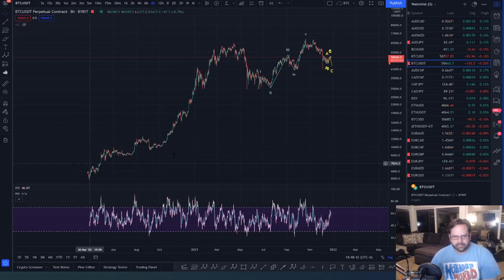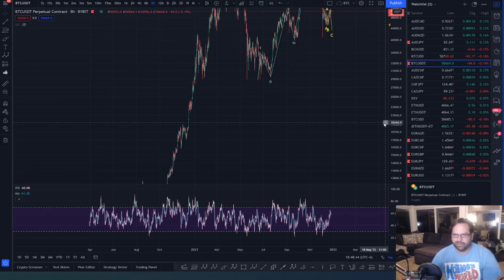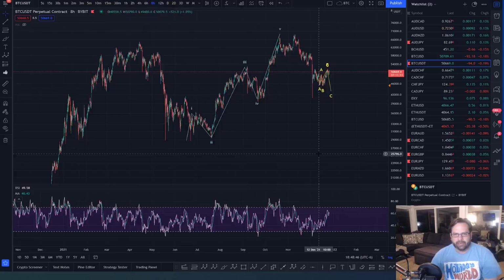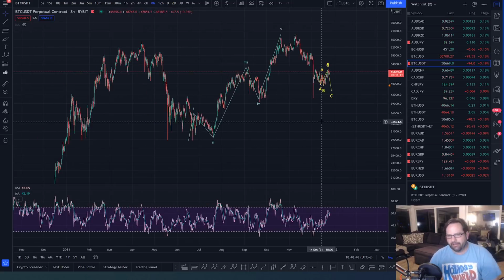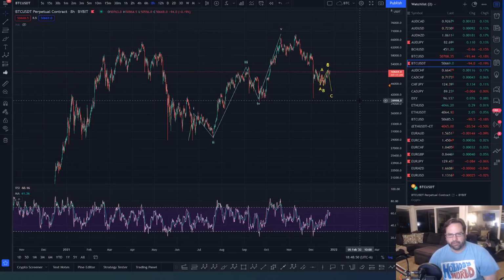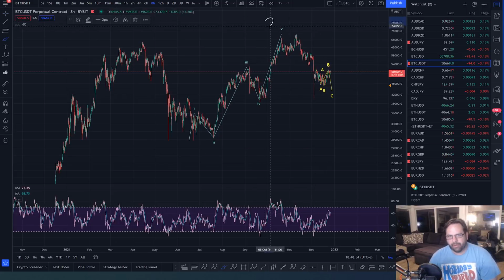Now, this is a Bybit chart, so I don't have all the data here. It's probably not the greatest chart to be on for a macro term, but anyway, we can see that this is probably the end of wave 3. It's at least my idea.